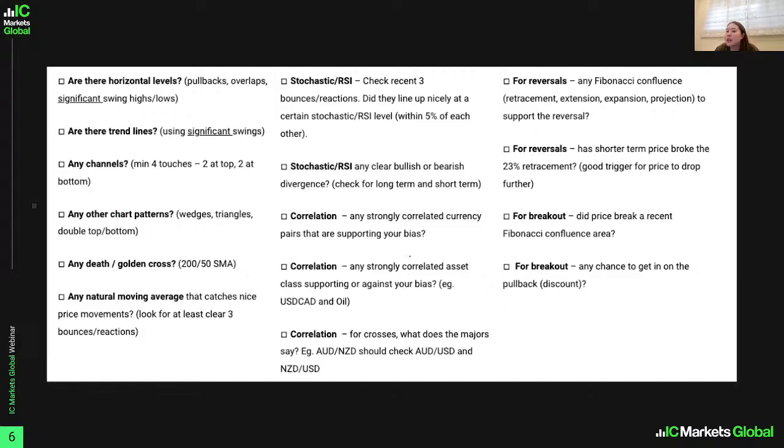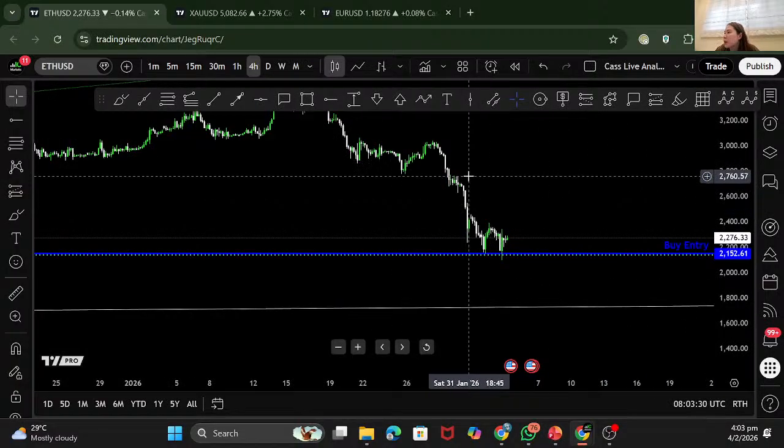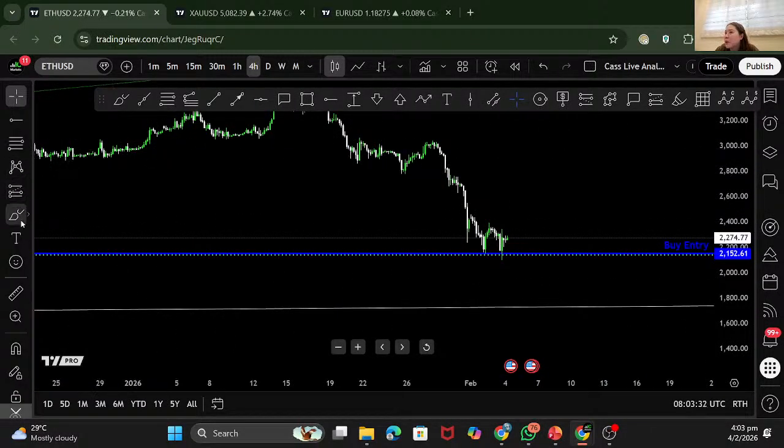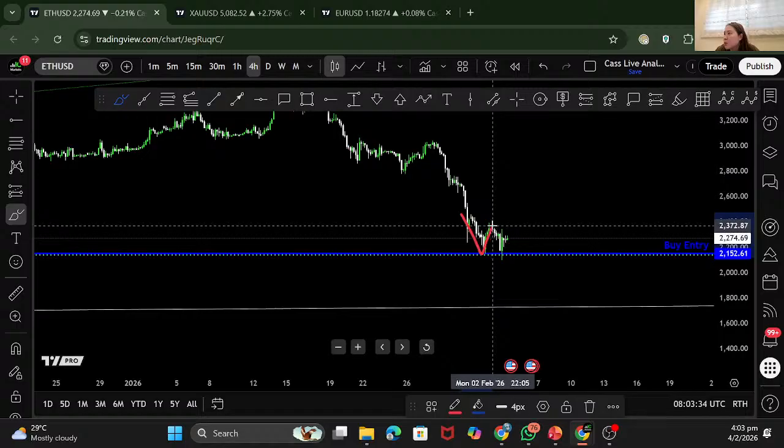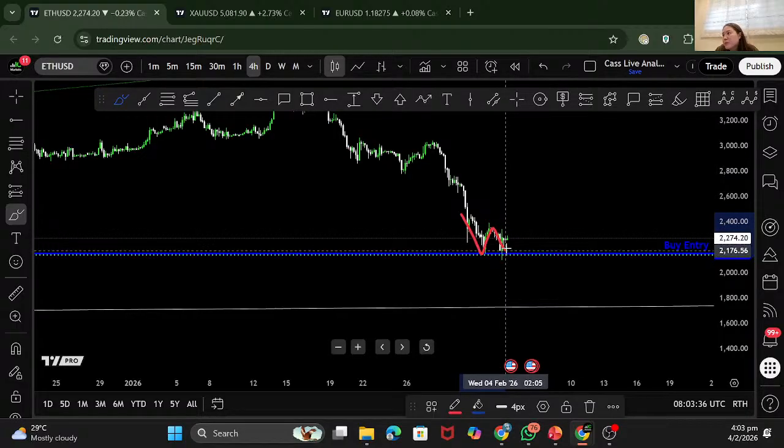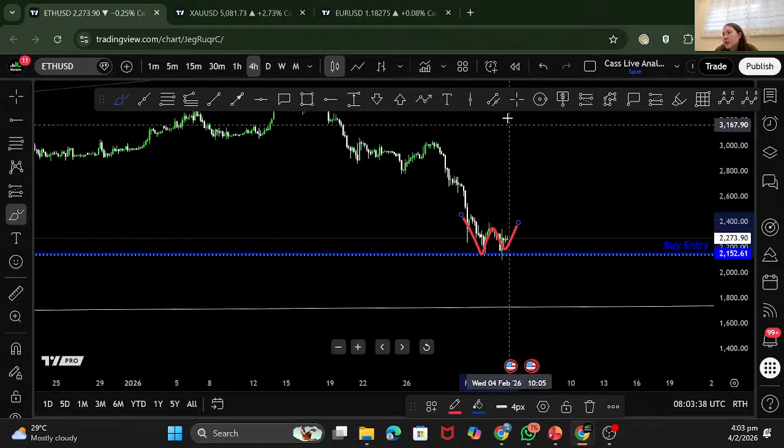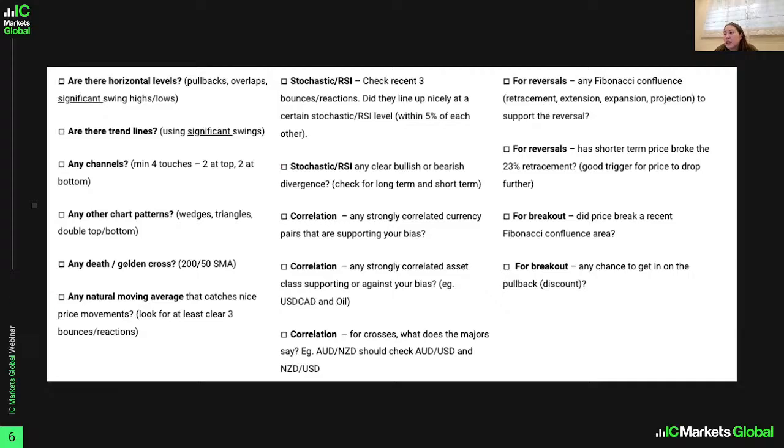Okay, so I don't see any chart patterns. Do you guys see any chart patterns? I mean, double bottom. Is this really a double bottom though? It's not really, right? If the double bottom forms, see double bottom.